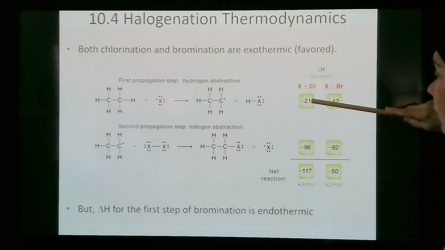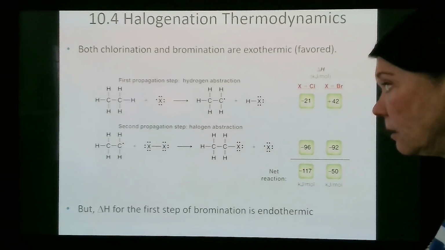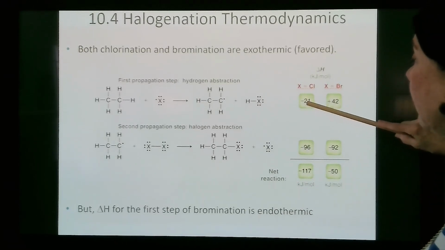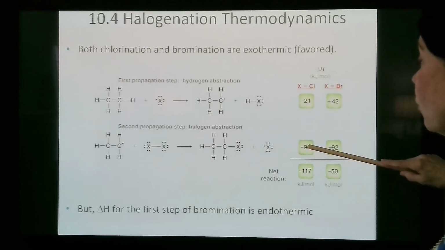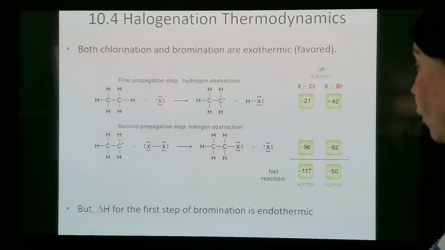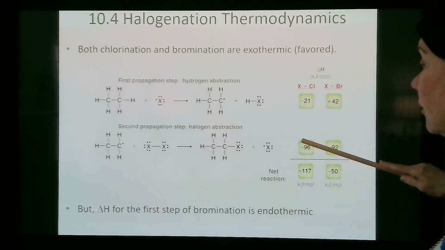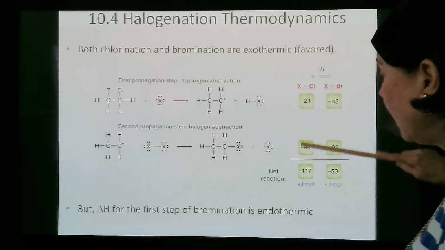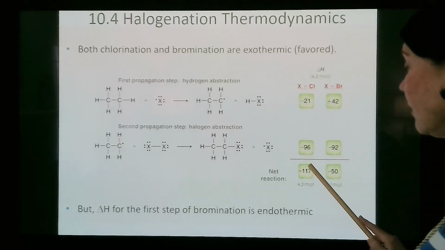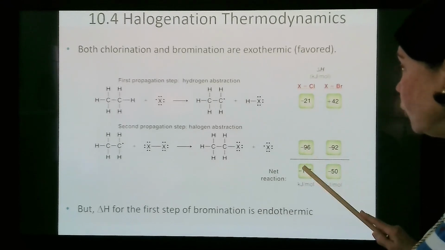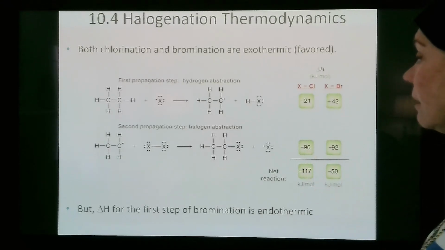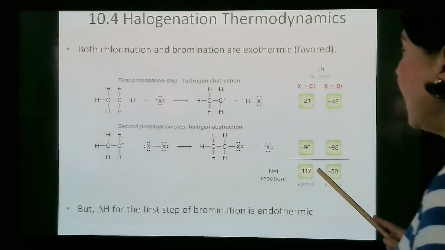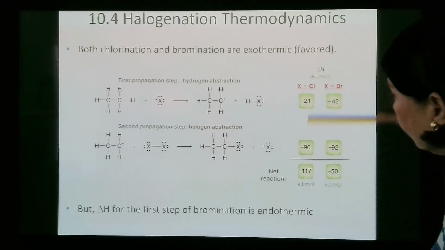This is telling you that this is going to be energetically downhill. It's going to be a little bit exothermic, and here this is going to be greatly exothermic in comparison. The second step is much more exothermic than the first one. And taken together, the net reaction is very exothermic for chlorination.